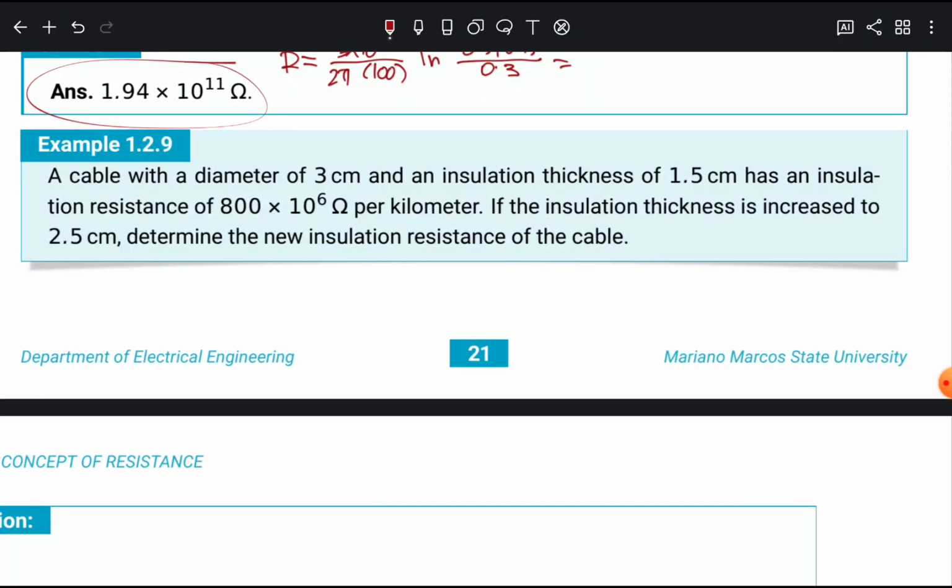Cable with a diameter of 3 cm and insulation thickness 1.5 cm has an insulation resistance of 800 times 10 raised to 6 ohm per kilometer. If the insulation thickness is increased to 2.5 cm, determine the new insulation resistance of the cable. So we're talking about the insulation resistance per kilometer. So we can just use that and remove the L in the formula so that the answer will be per kilometer.